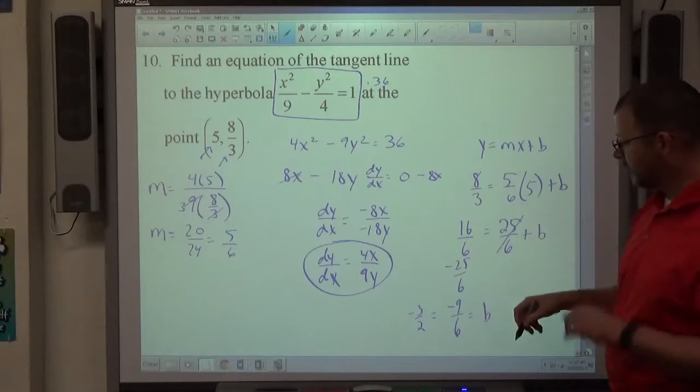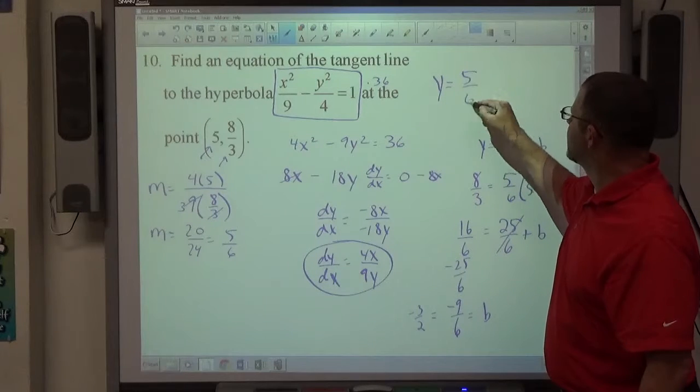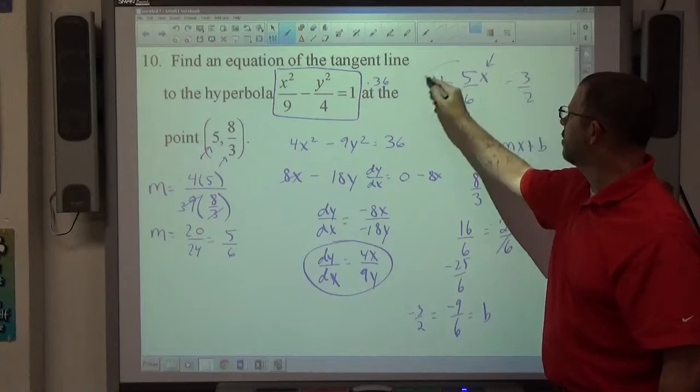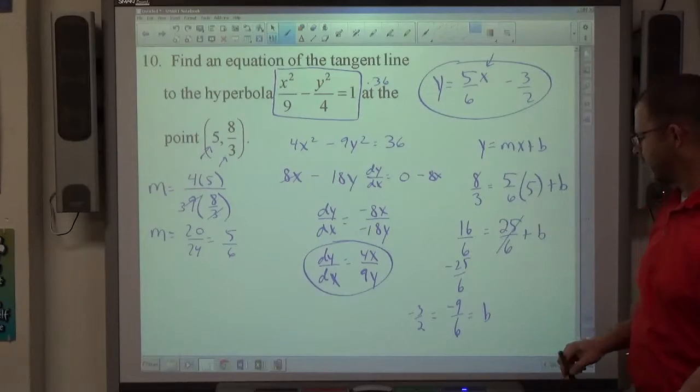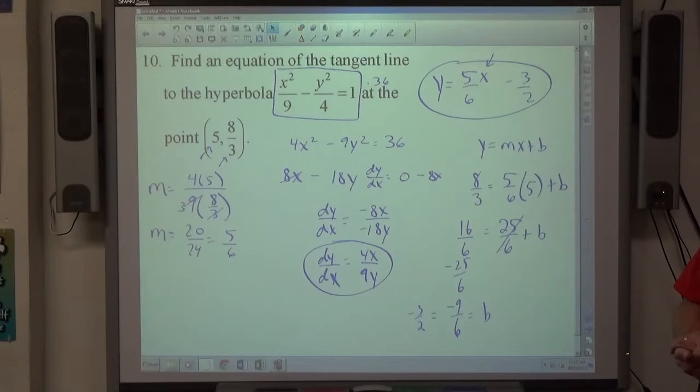So slope is 5/6, y-intercept is negative 3/2. Y equals 5/6 x minus 3/2. Make sure the x looks like it's on top, or at least in front. Make sure it doesn't look like it's on the bottom. And that's the whole quiz.